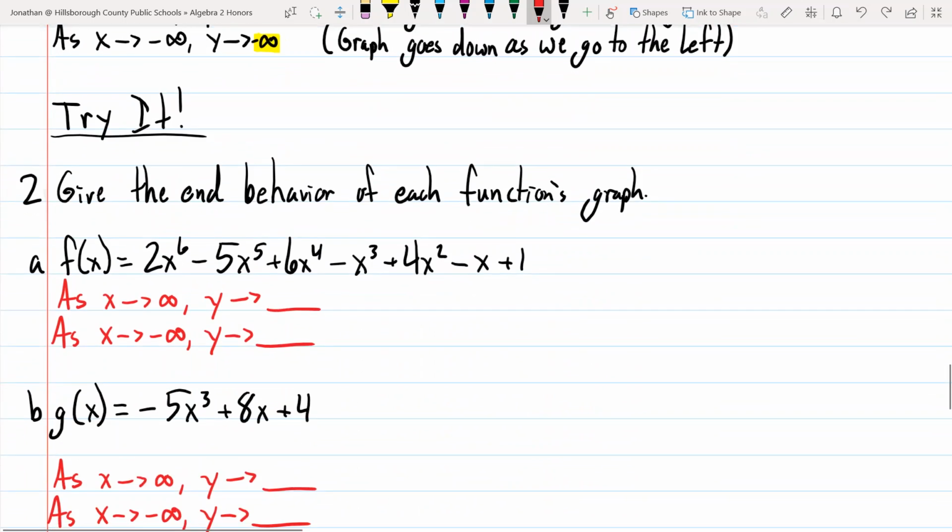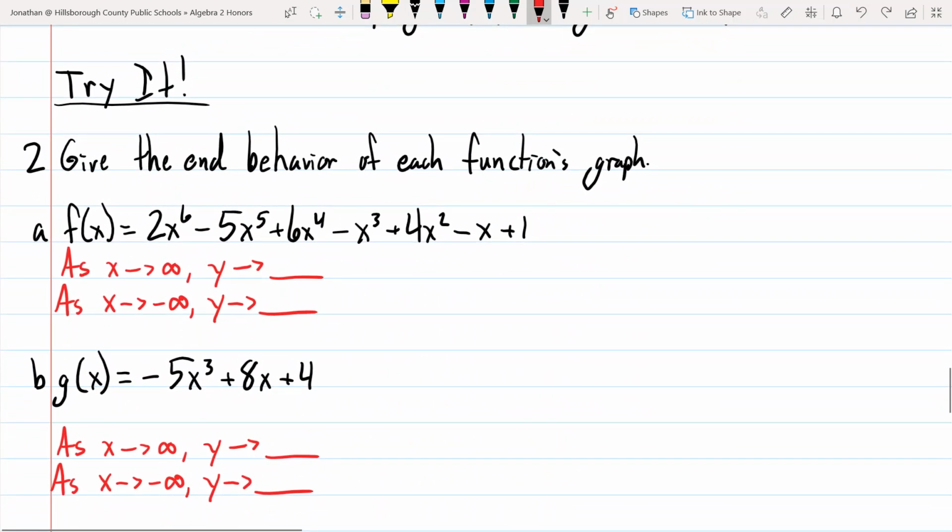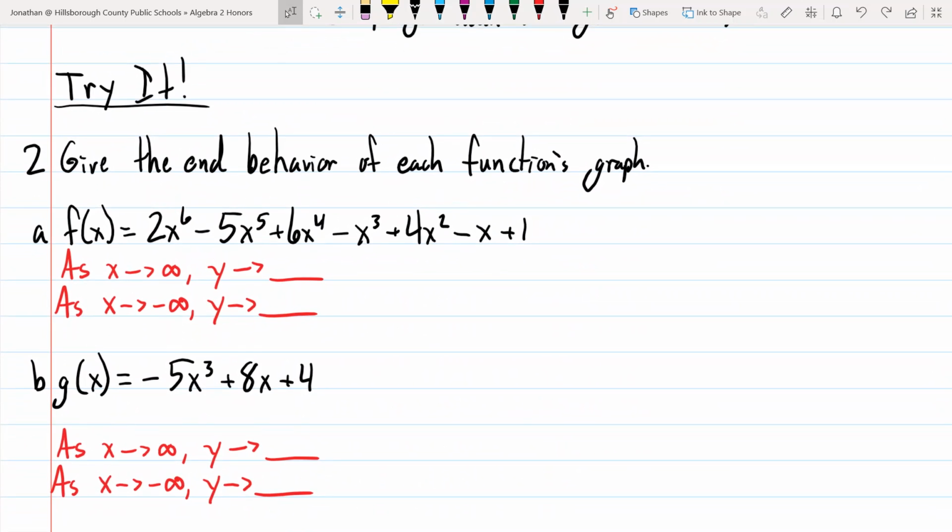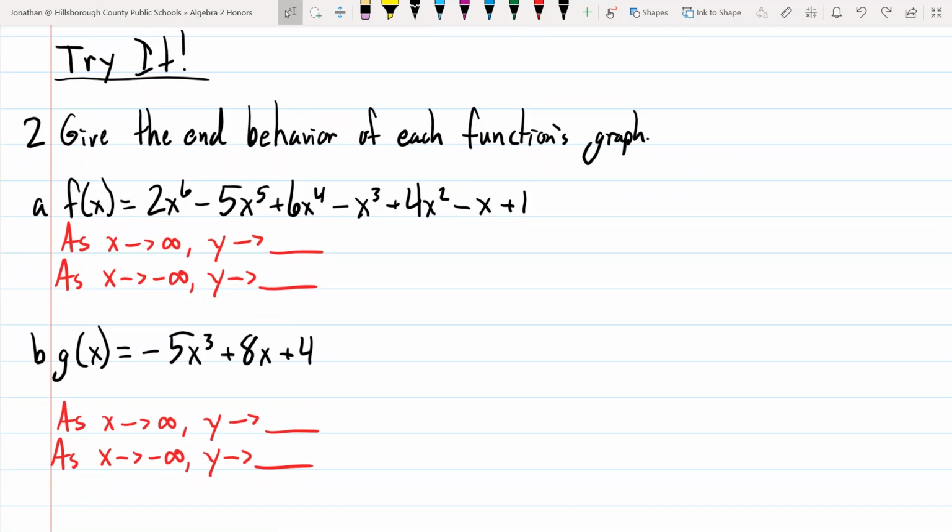All right, that's it for day one. Oh, no, I'm so sorry. It's not. These are the trials. So give the end behavior of each function's graph. So go ahead and pause it here.